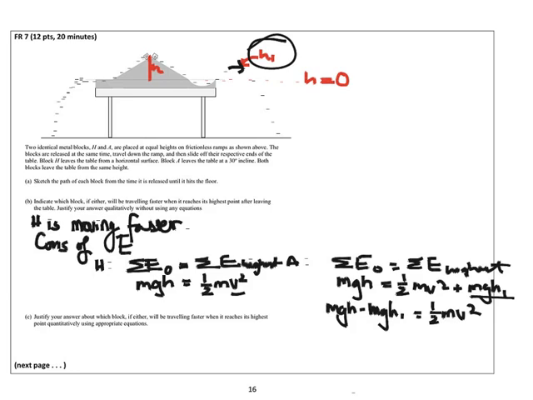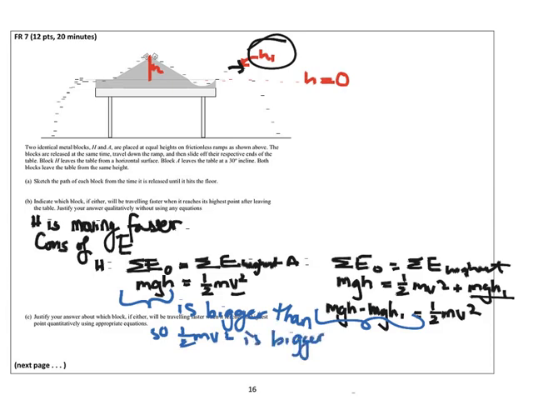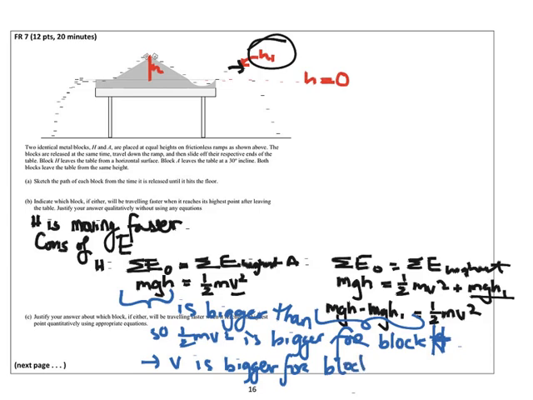So mgH is bigger than mgH minus mgH1. Therefore 1/2 mv squared is bigger for block B than for block A, and additionally, that means v is bigger for block B.